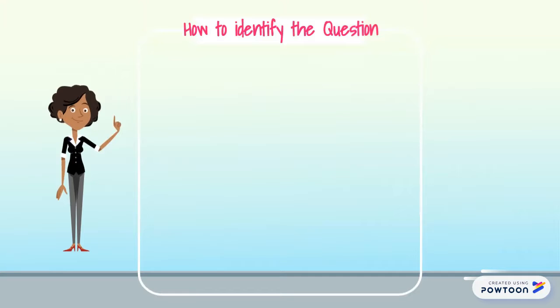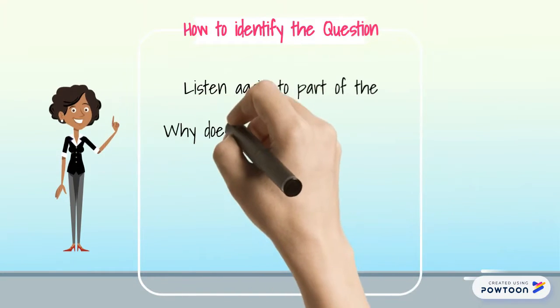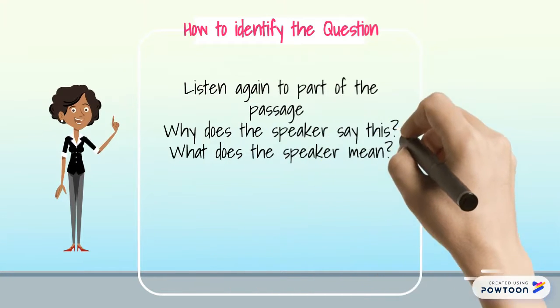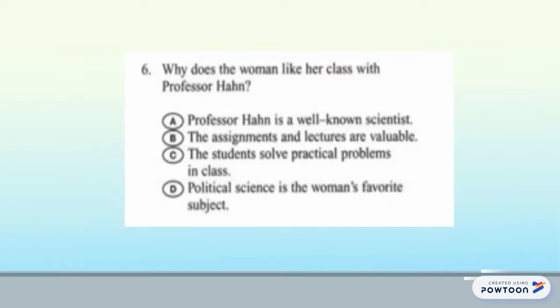How to identify the question. Listen again to part of the passage. What does the speaker say this? What does the speaker mean? What does the speaker imply? Here we have an example. Why does the woman like her class with Professor Han?